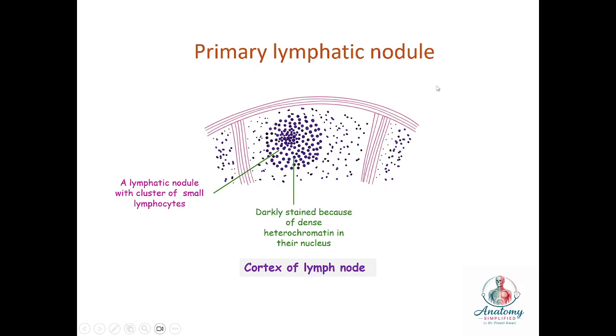How does the primary lymphatic nodule appear under the microscope? You can see a lymphatic nodule made up of a cluster of small lymphocytes. So you can see these blue dots. These are the nuclei of these small lymphocytes. They are very closely packed here. The nuclei are darkly stained because of dense heterochromatin in them. So this is a primary lymphatic nodule. This is not activated yet.